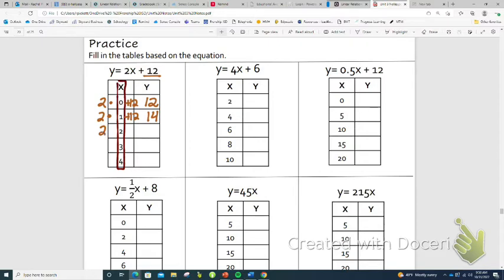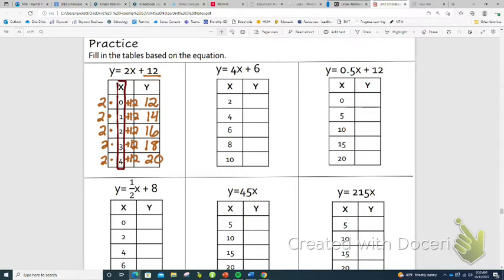For 2, 2 times 2 is 4, plus 12 is 16. For 3, 2 times 3 is 6, plus 12 is 18. And finally, for 4, 2 times 4 is 8, plus 12 is 20. So all you're doing here is plugging in the x values to the equation.